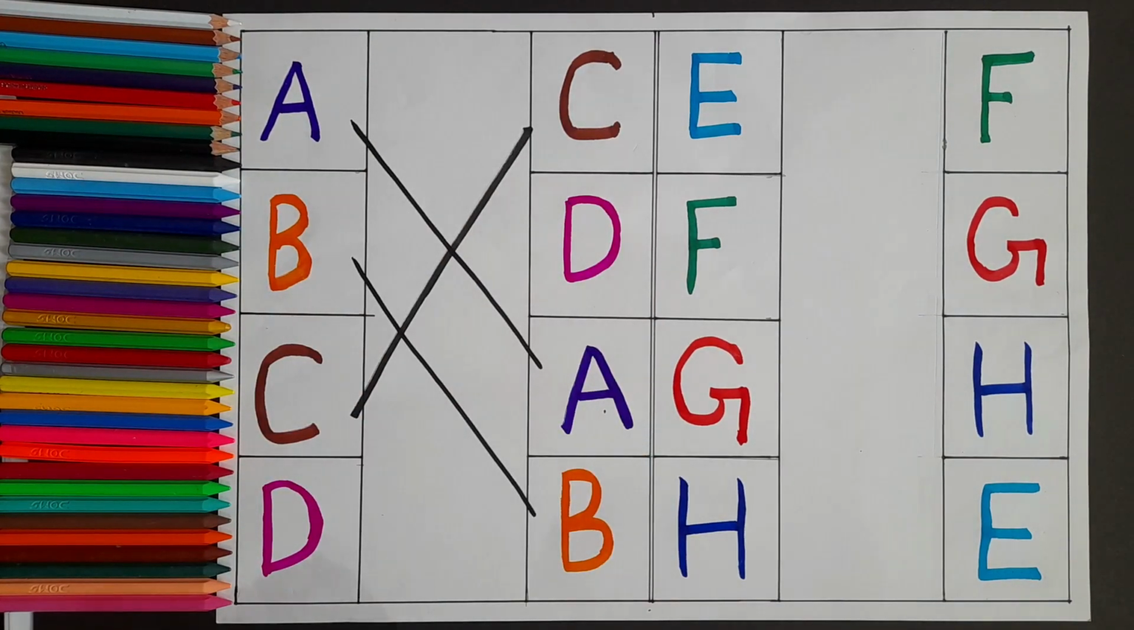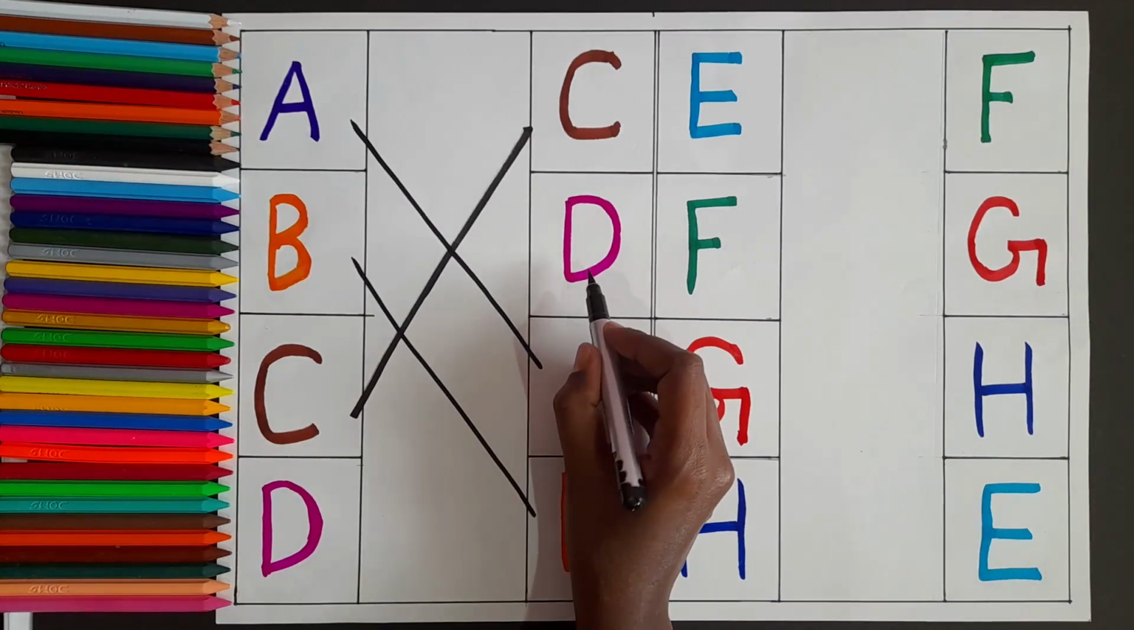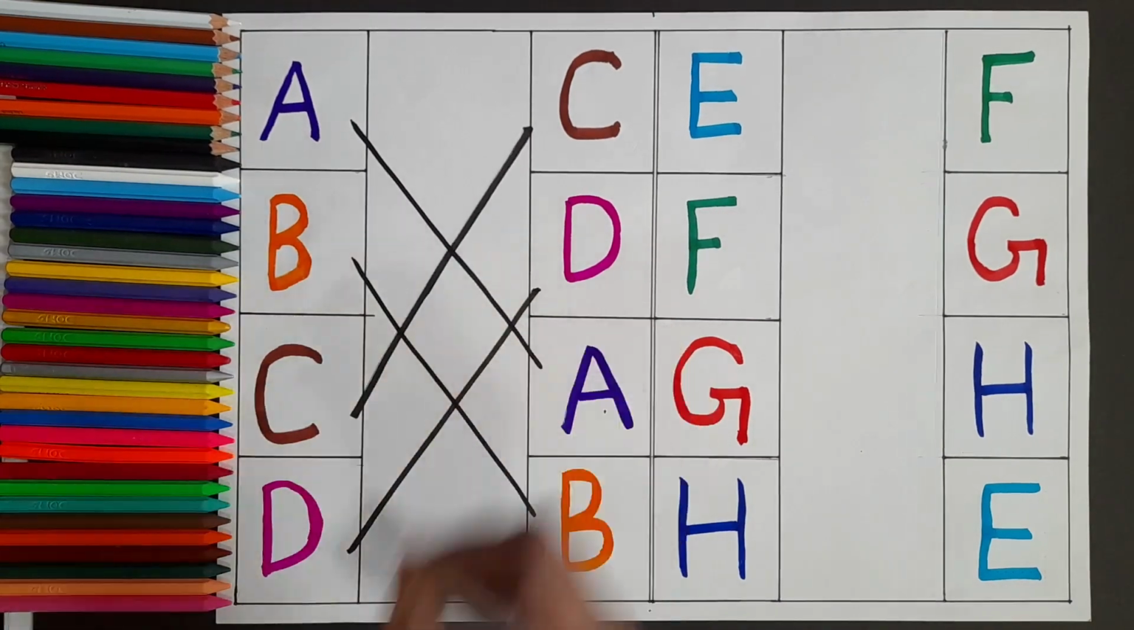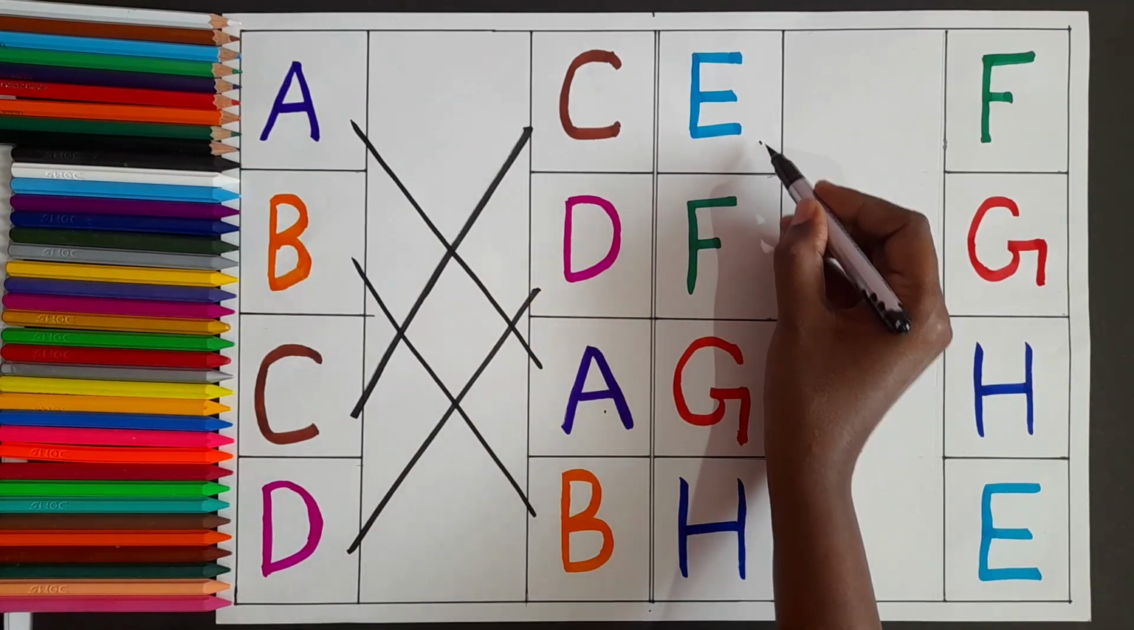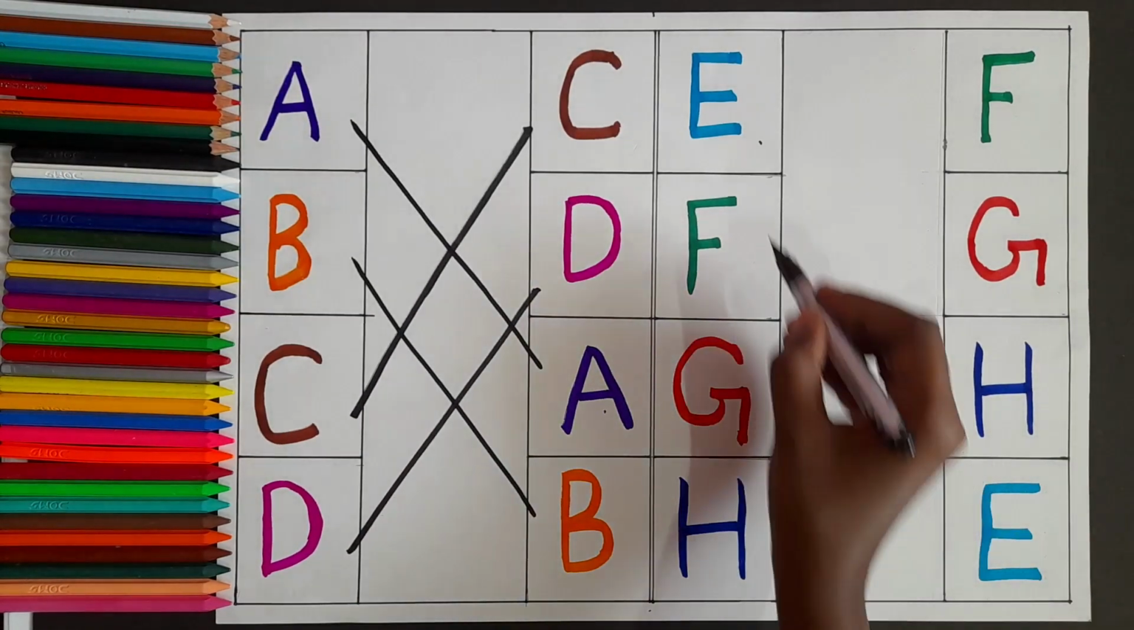Now D. Where is D? Here. Join D. Now E letter. Where is E? Here. Join E.